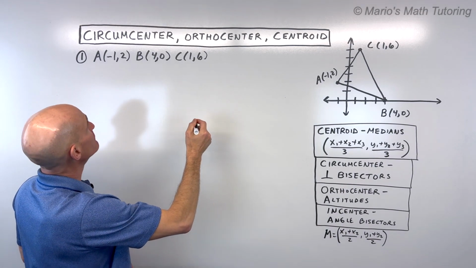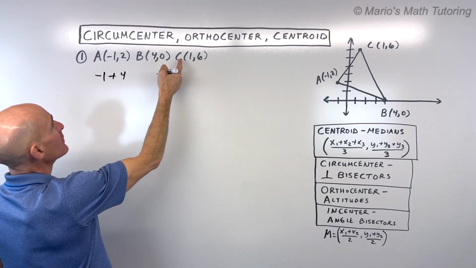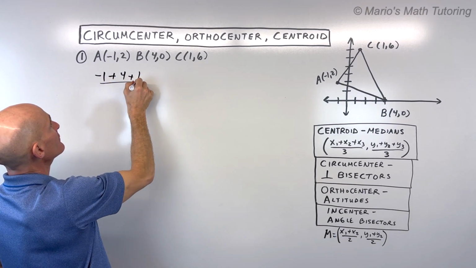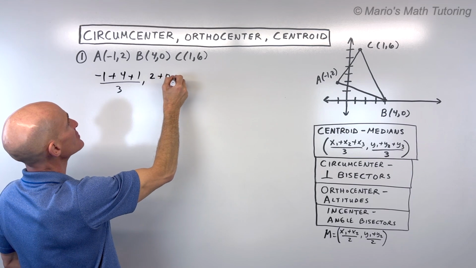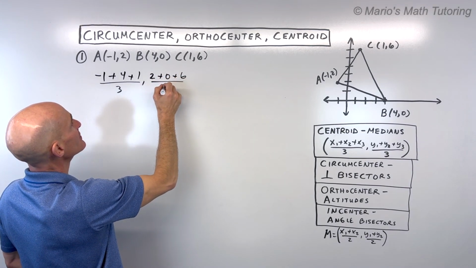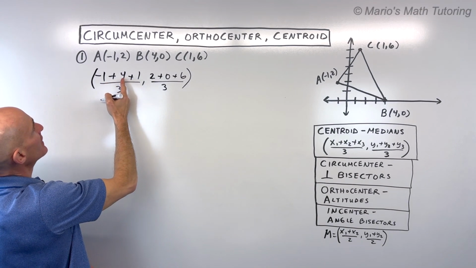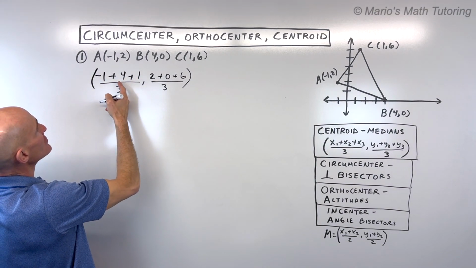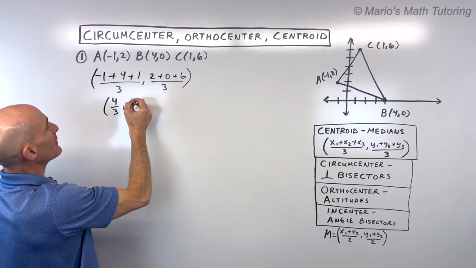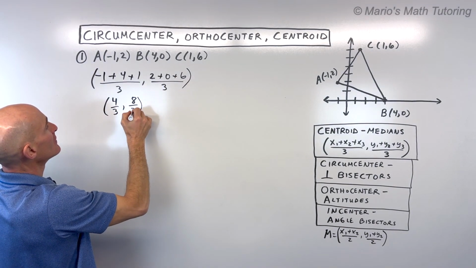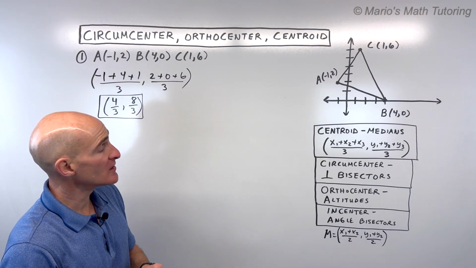So for the centroid, let's just do -1 plus 4 plus 1 divided by 3, and we'll also do the same thing for the y's. So we've got 2 plus 0 plus 6 divided by 3. And this comes out to 4/3, comma, 8/3. Okay, that's our centroid. Now let's move on to the circumcenter.